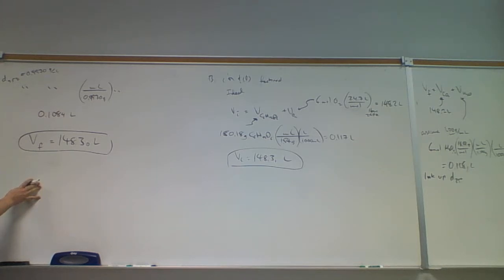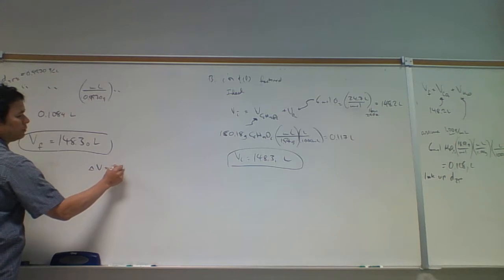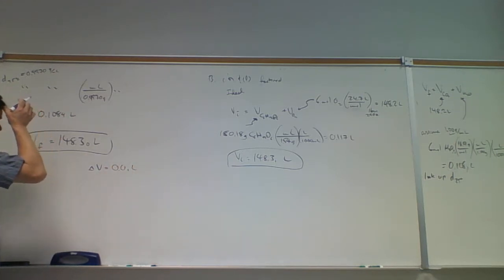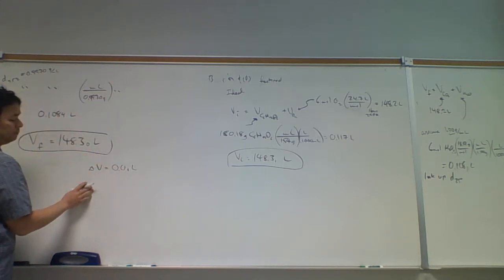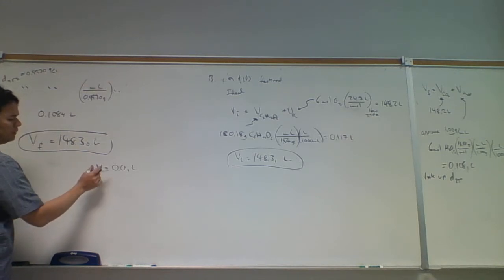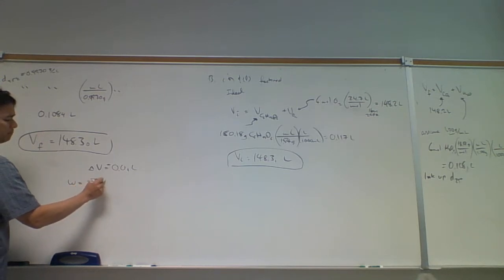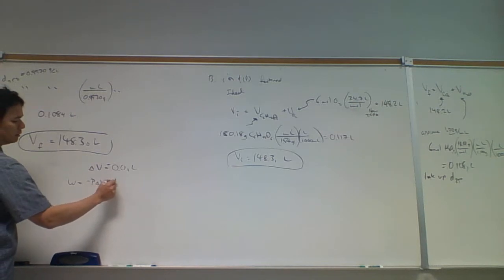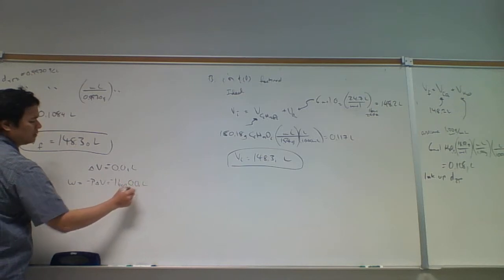Delta V is equal to 0. But let's go ahead and calculate it. Delta V is equal to 0.01 liters. Looks like the initial volume is bigger, the final volume is smaller. And so volume is contracting. Work is equal to minus P delta V. P is 1 bar. Delta V we'll just do as 0.01 liters.